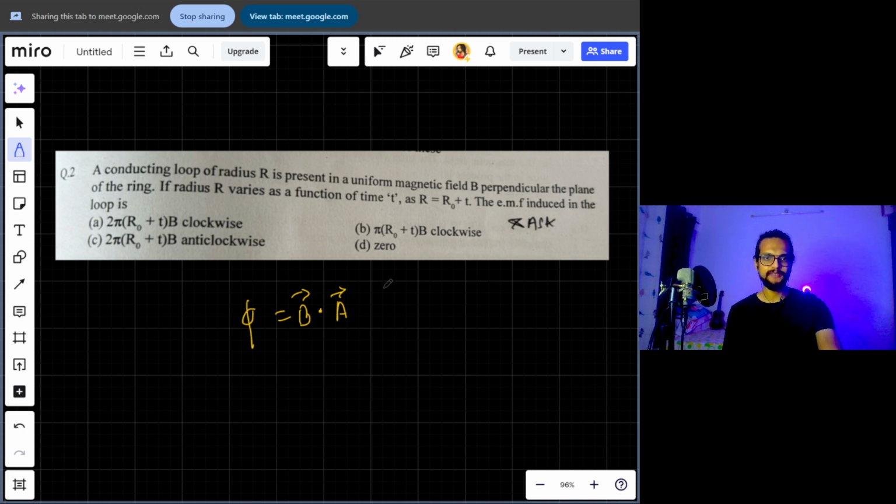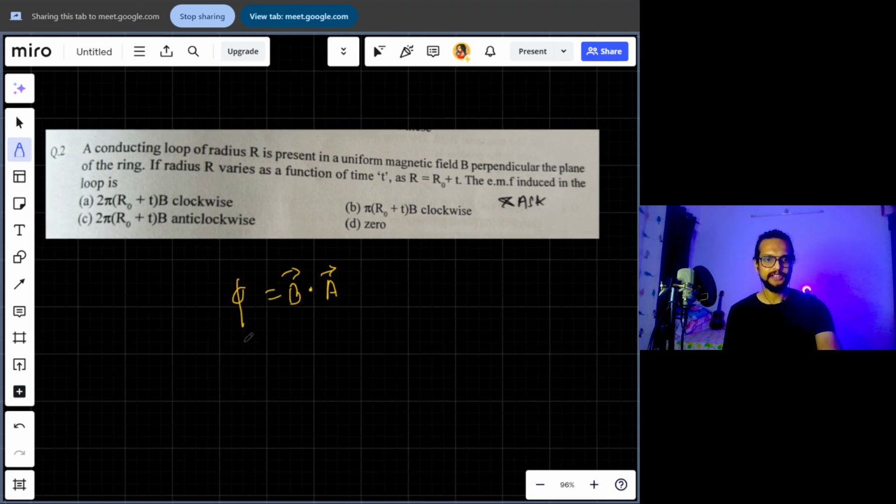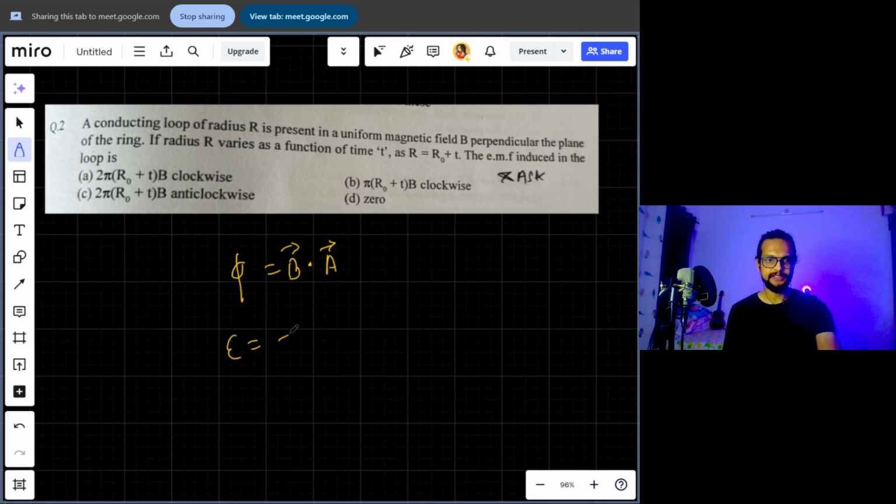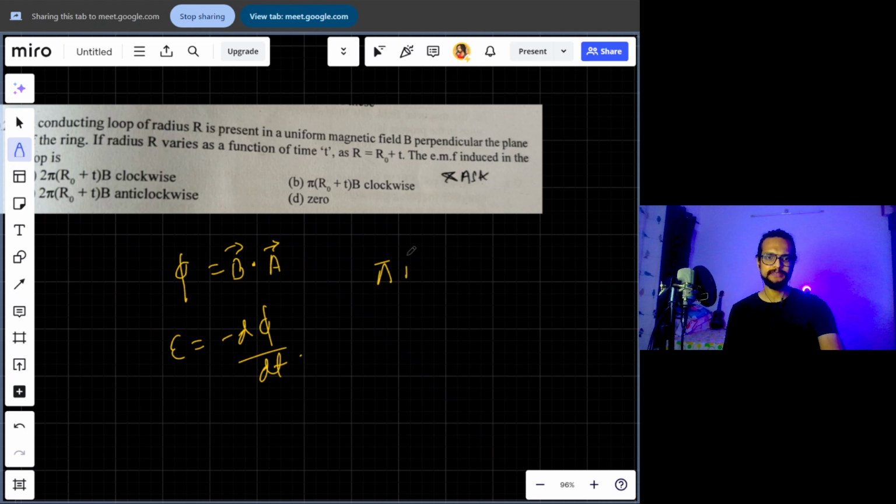We just have to find the flux, and then take our differentiation, because we know that the EMF generated is minus d phi by dt, isn't it? Let's try and do that. So radius as a function of time is given. So can we find area as a function of time? Isn't it pi r square? Pi times (r naught plus t) whole square. That's my area as a function of time.